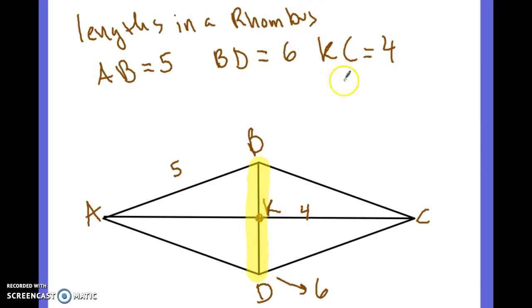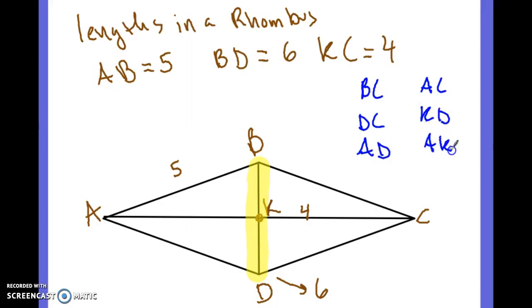And what we need to find is very simple. We're going to find all of the sides, BC, DC, AD. We're going to find a length of the diagonals, or in portions of the diagonals. I want to know what AC equals. I also would like to know what KD equals and AK equals. These are going to be the lengths that we are concerned with for this problem.